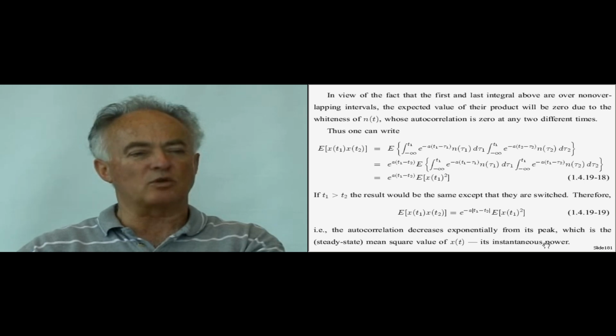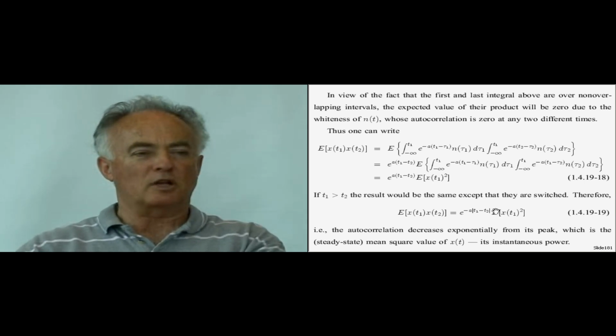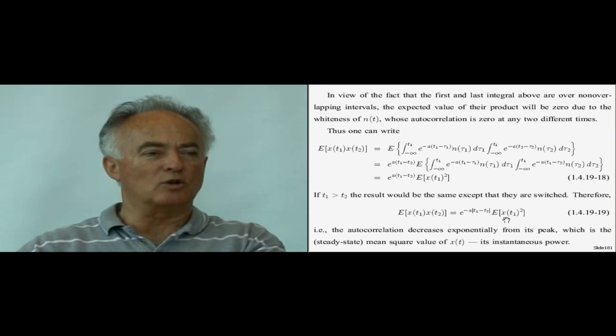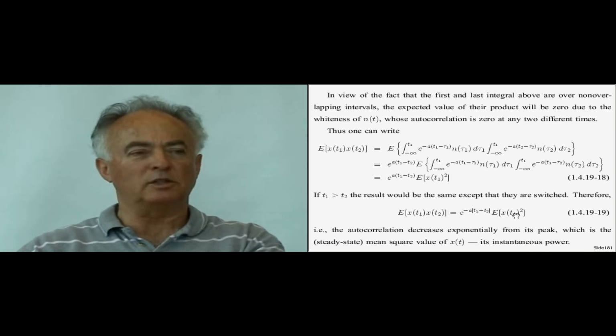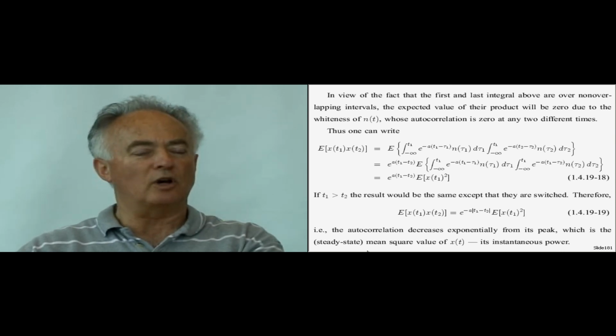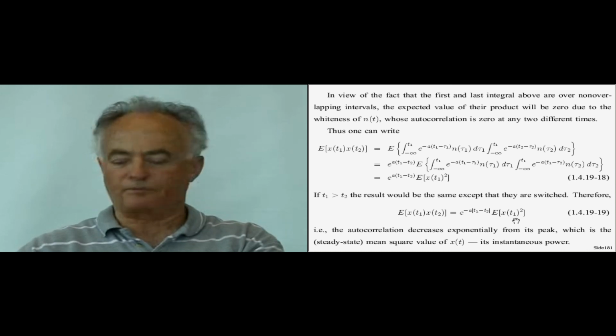So the autocorrelation decreases exponentially from its peak, which is the steady state mean square value of x(t), or its instantaneous power. Just like voltage squared is proportional to the power, we will call by convention the square of a variable its power, and this is the mean square value because this is a random process. Then its power is the mean square value of this function x(t).